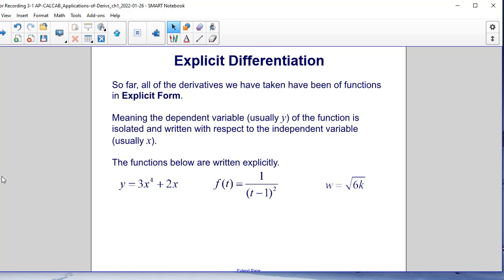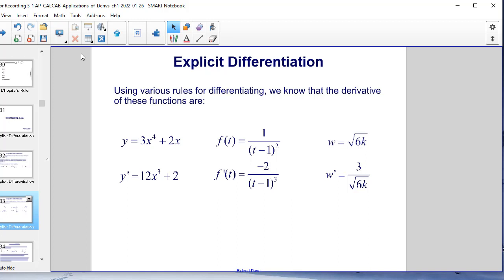Notice that in y equals 3x to the fourth plus 2x, y is isolated, it's by itself. That's why we call it explicit. In this one, we have a function f of t equal to 1 over the quantity t minus 1 squared, and again, f of t is isolated. And in our third one, we have w equal to the square root of 6k, and again, this is written explicitly because the dependent variable is isolated, by itself.